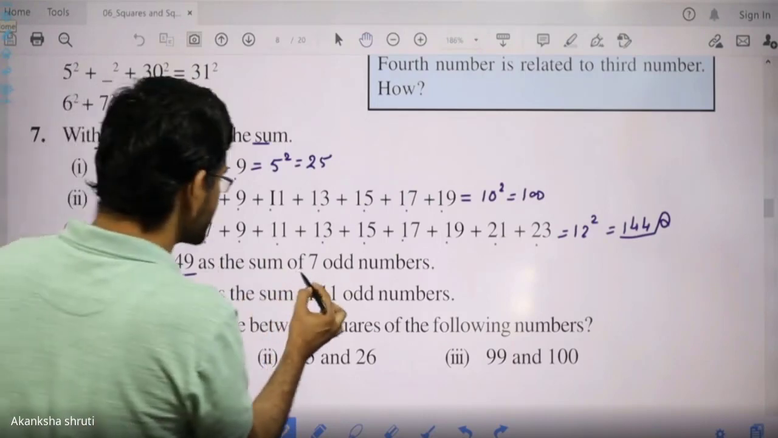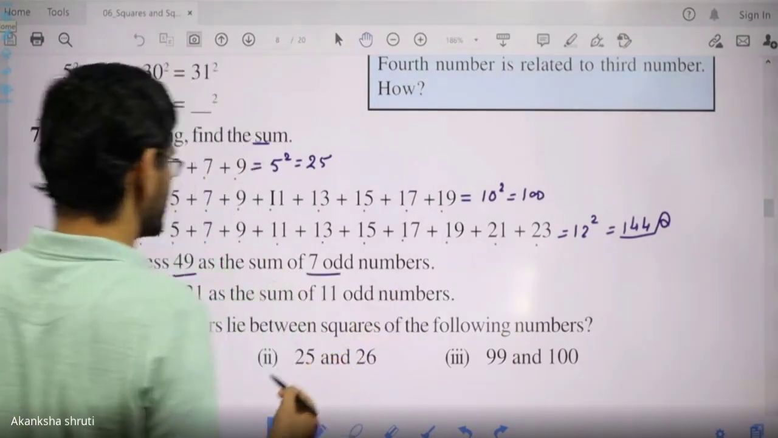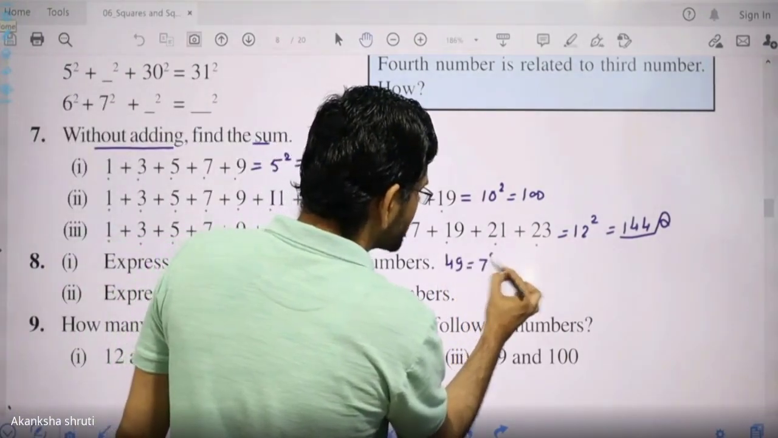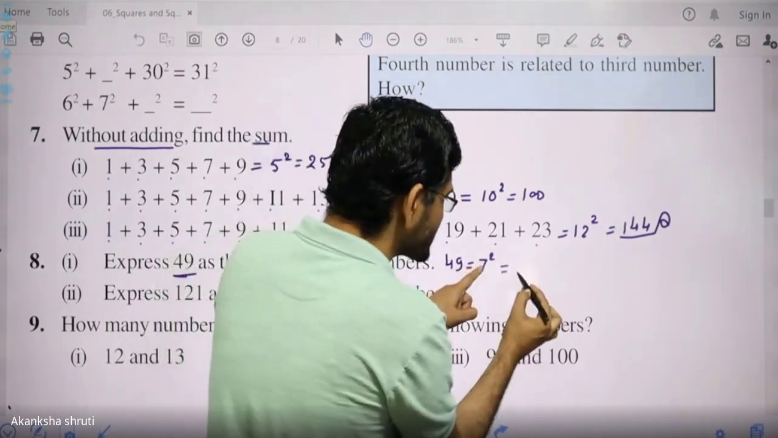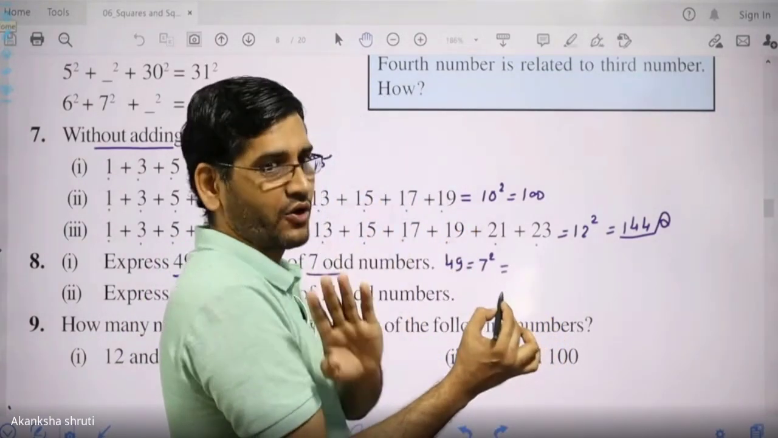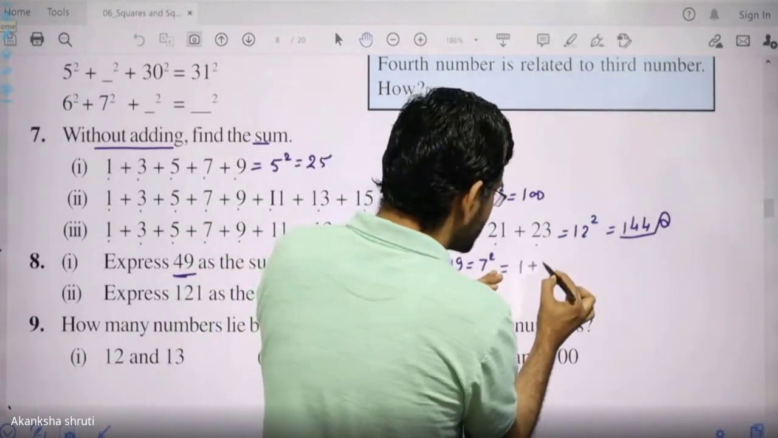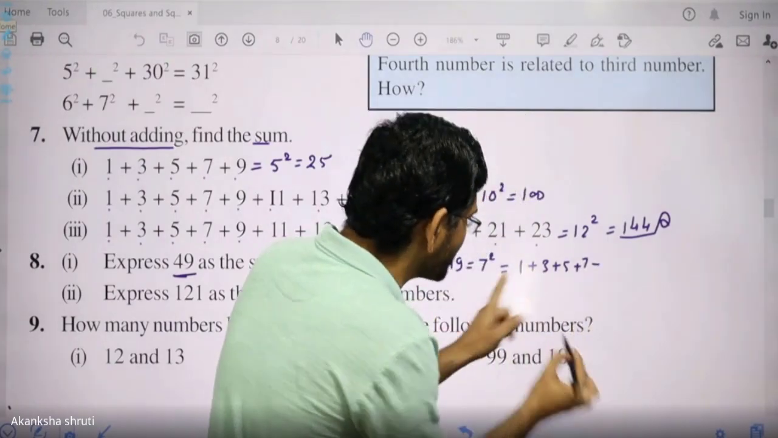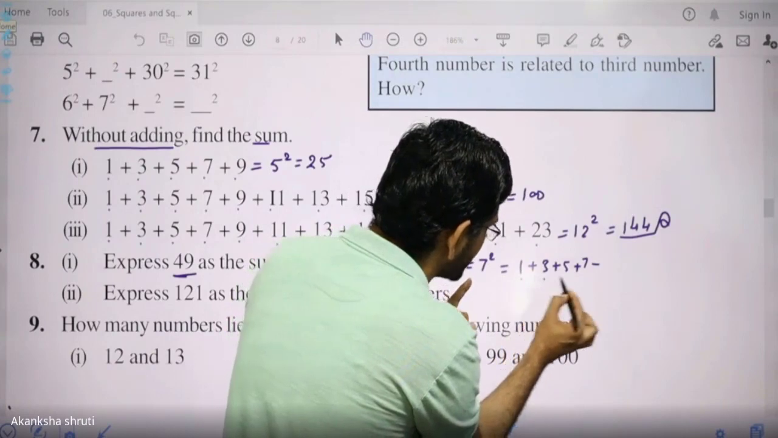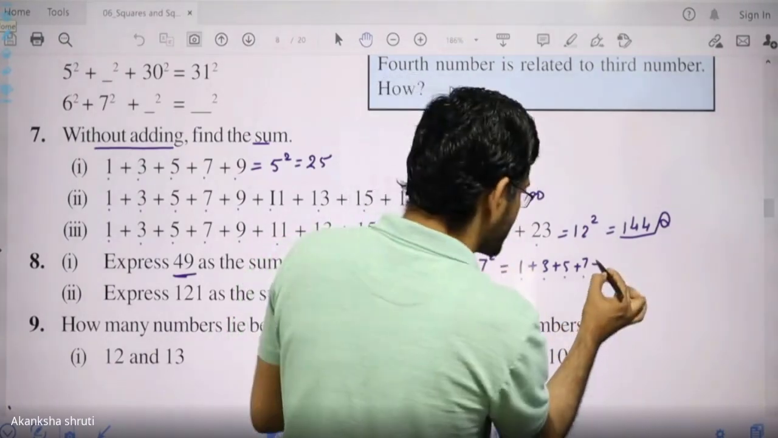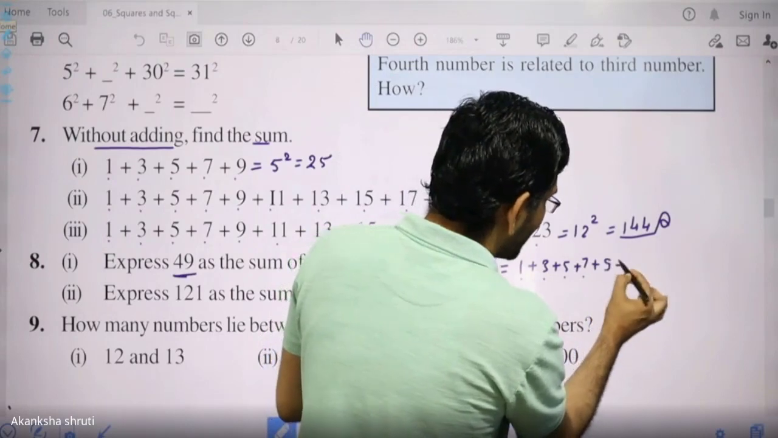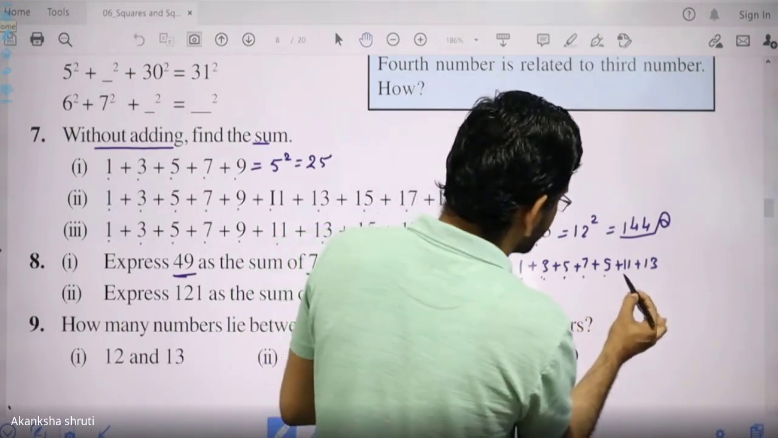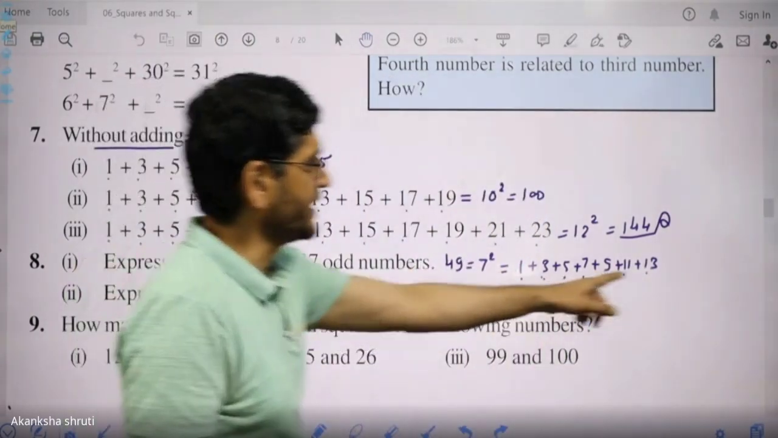Students, let us come to question number 8. Express 49 as the sum of 7 odd numbers. Students, this 49 itself is 7 square. So in terms of odd numbers, we have to write this as the sum of 7 odd numbers. Start from 1: 1, 3, 5, 7. A student need not stop at 7. We have to count 7 odd numbers. Till now we have written 4. 3 more we have to write. So go ahead: 9, 11 and 13. Now count it: 1, 2, 3, 4, 5, 6, 7. While adding these, you will get 49.